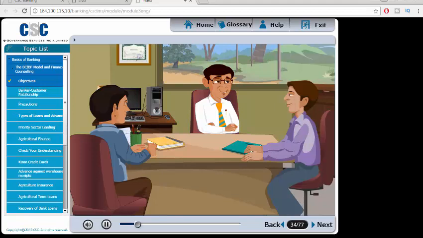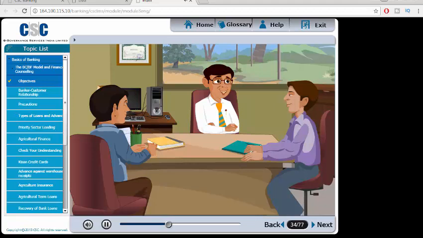Various accounts and deposits. Hope you are now aware of these. Yes, Mr. Kumar. Now we are aware of banking structure in India and know about the various types of accounts and deposits offered by banks.